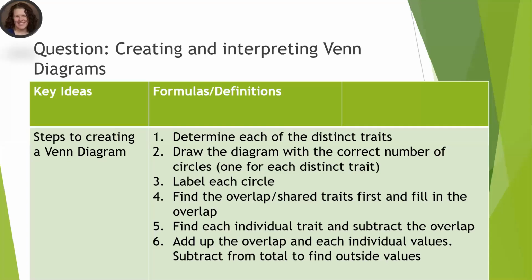So what are the traits in this problem? What's the overlap in the traits? So how many distinct traits do you have? Draw the correct number of circles, label your circles. What's the overlap? And then find each individual trait, subtract that overlap from that number, and then add up all of the pieces to find how many go outside of the circles. So I'll put you back on the problem. Go ahead and pause the video and check the answer once you have it.